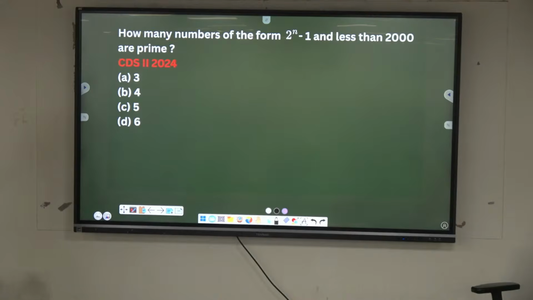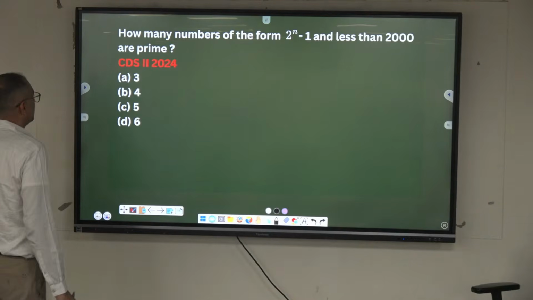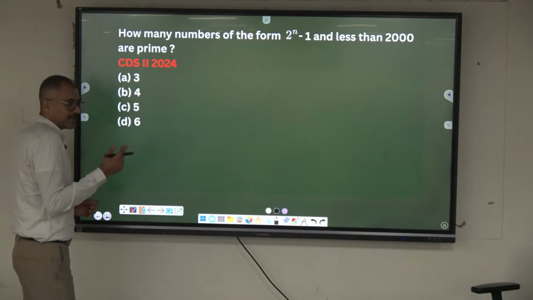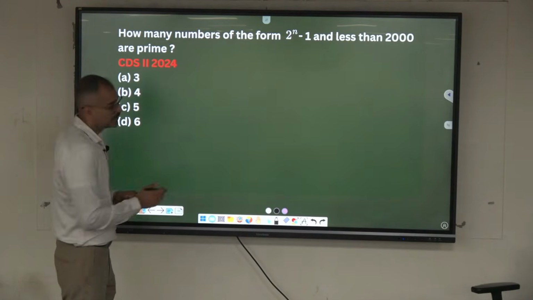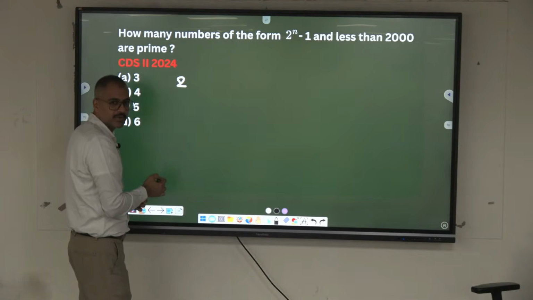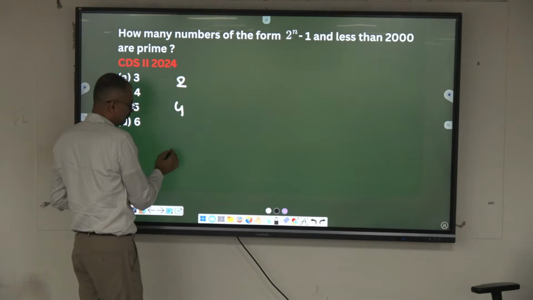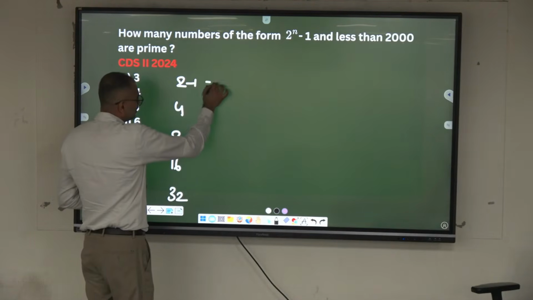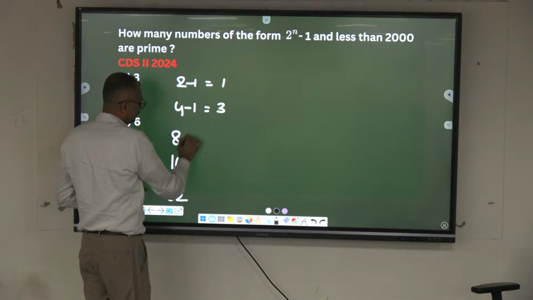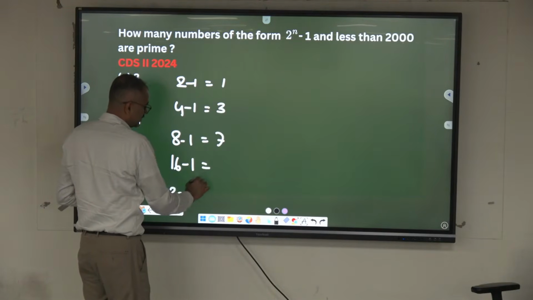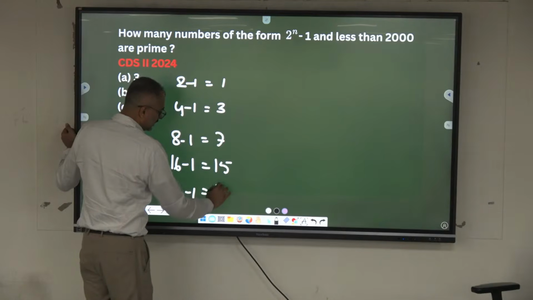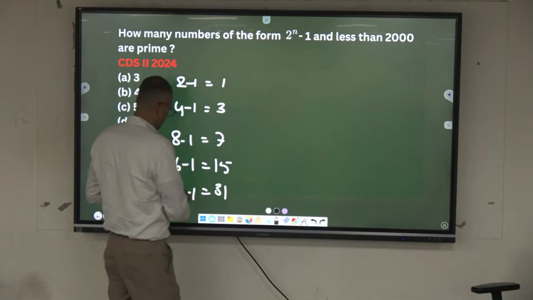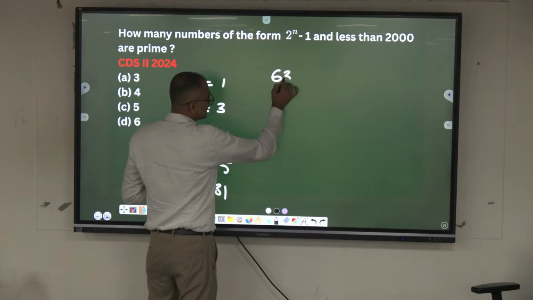How many numbers of the form 2 power n minus 1 and less than 2000 are prime? Give me a number in the form of 2 power n. 2 power 1, then 4, then 8, then 16, 32, right? Minus 1 means 1, 3, 7, 15, 31. So, less than 2000 means, what is next one? This is 32. 64 minus 1 is 63.